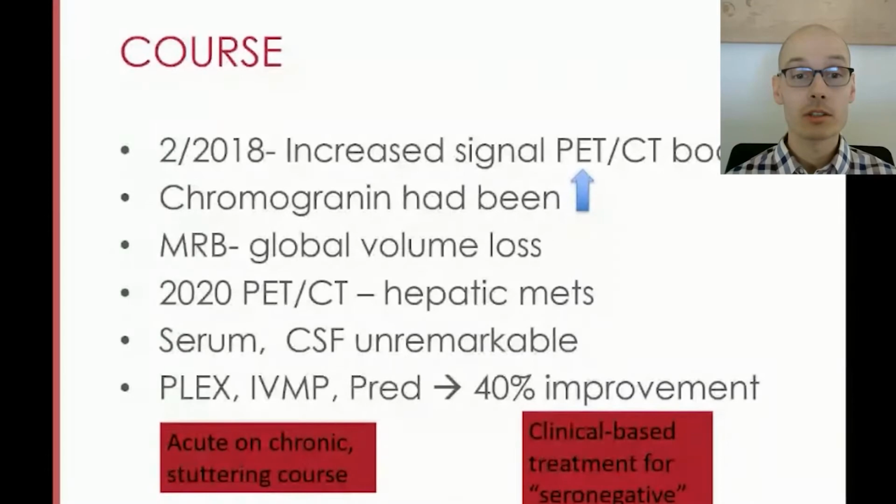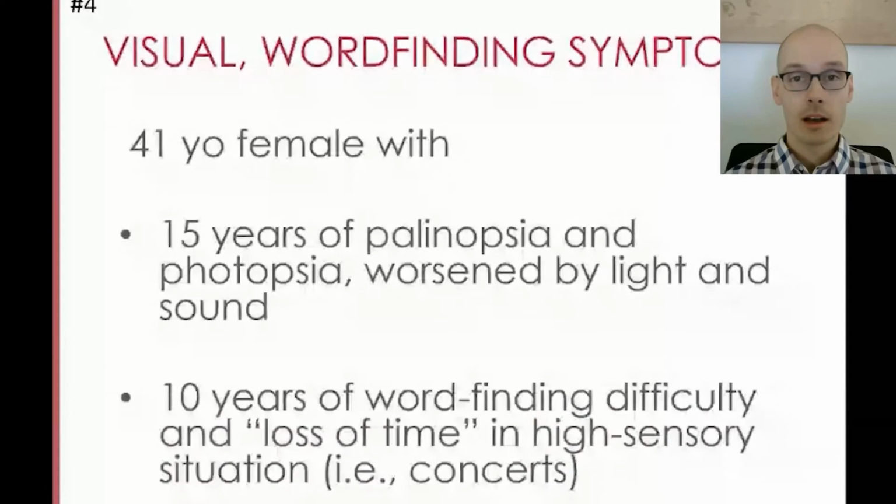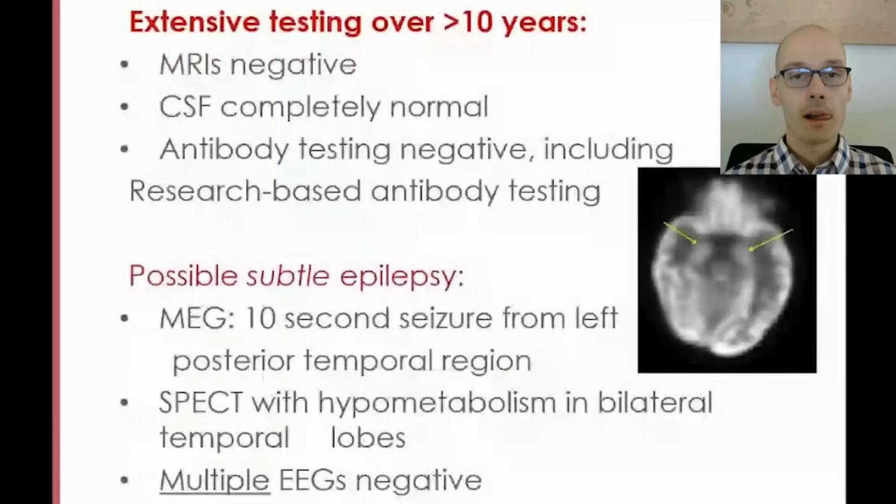Okay, next case. So this is truly a marathon session in diagnosis for this patient. So this woman presented with 15 years of visual findings, 10 years of word finding difficulties, loss of time. And she had extensive testing over some 10 years with really not much helpful. MEG or magnetoencephalography showed possible subtle epilepsy. However, this was never able to be confirmed by more conventional, more readily available techniques such as the EEGs. There was maybe a hint of hypometabolism in the bilateral temporal lobes as well on SPECT.